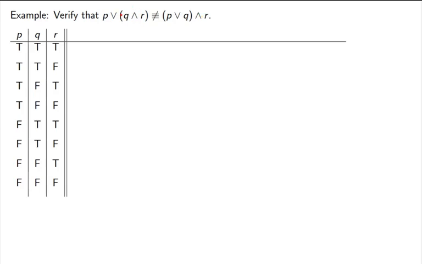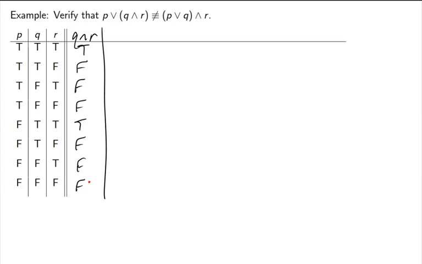We'll do the parentheses first, which is Q and R. True and true is true. True and false is false. False and true is false. False and false is false. And the rest is exactly the same because it repeats. Now we'll do P or Q and R. Again, the OR operation is true as long as at least one of them is true.